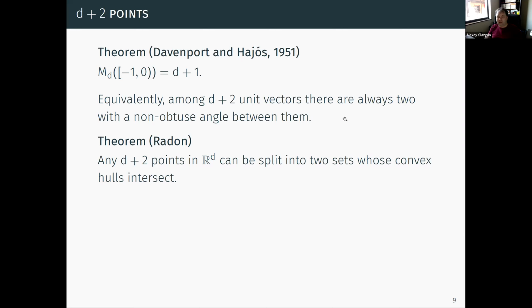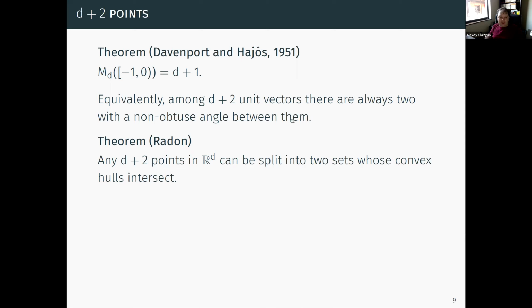Well, we use this very, very classic result of Radon that for any d plus 2 points, you can separate these d plus 2 into two sets whose convex hulls intersect. So the convex hulls will have a common point. Well, it's also a fairly short and fairly easy theorem. You can prove it by linear algebra.